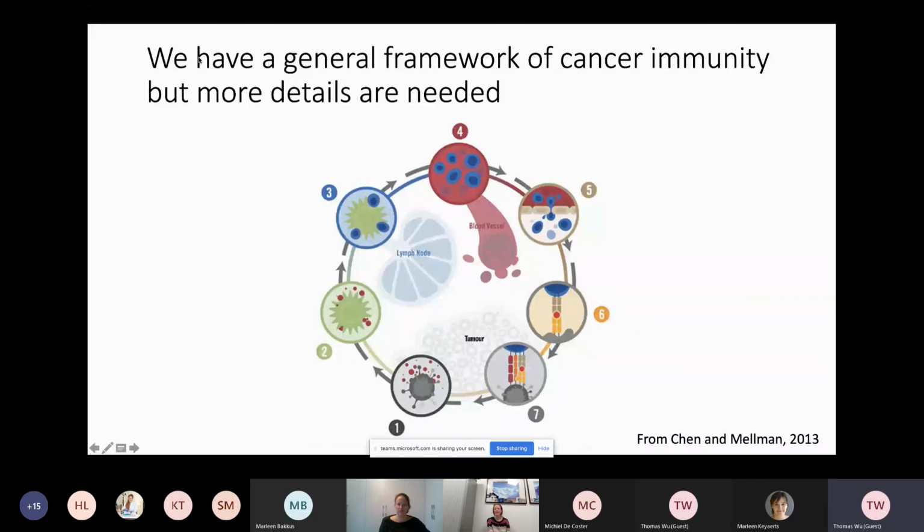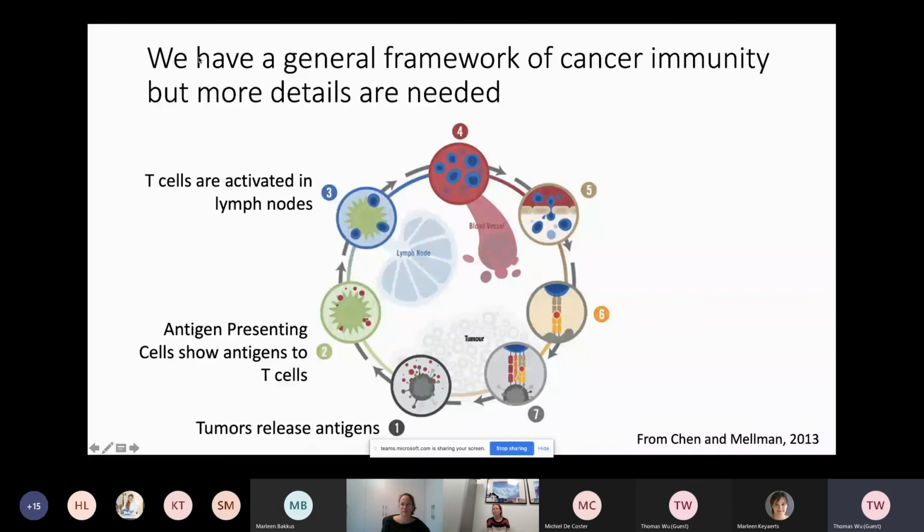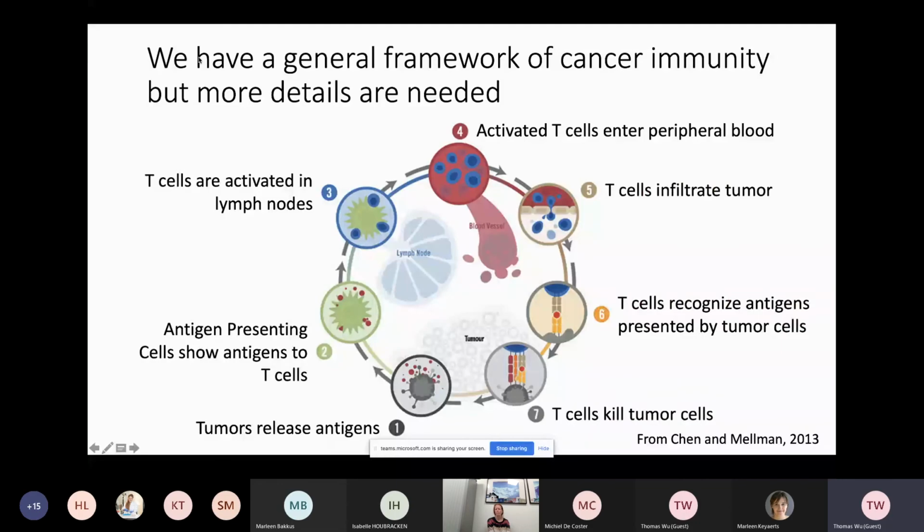And here we show a framework of the cancer immunity cycle published actually by our colleagues, Daniel Chen and Ira Mellman. And so in the cycle, first the tumors release antigens, and then these antigens get presented to the lymph nodes. And then activated T cells enter the peripheral blood. These T cells infiltrate the tumor and then kill the tumor cells when they recognize the antigens. So we have a general framework of how this works, but a lot of details, of course, are missing.